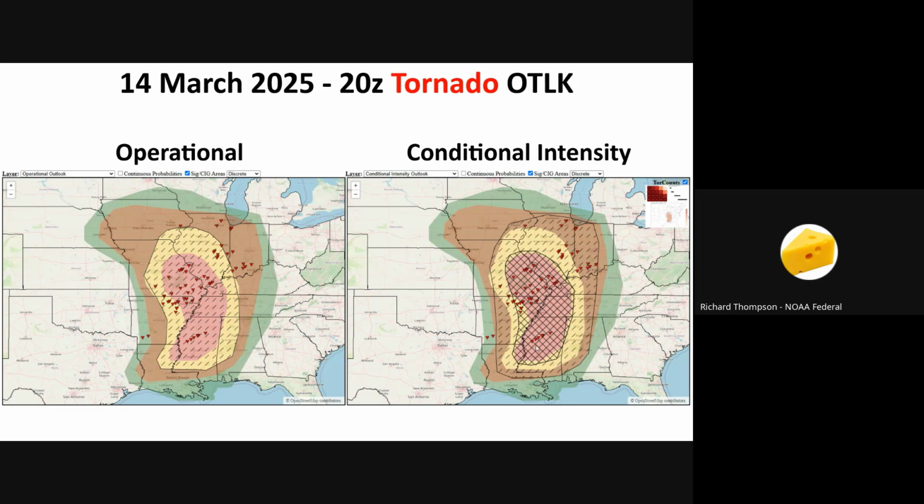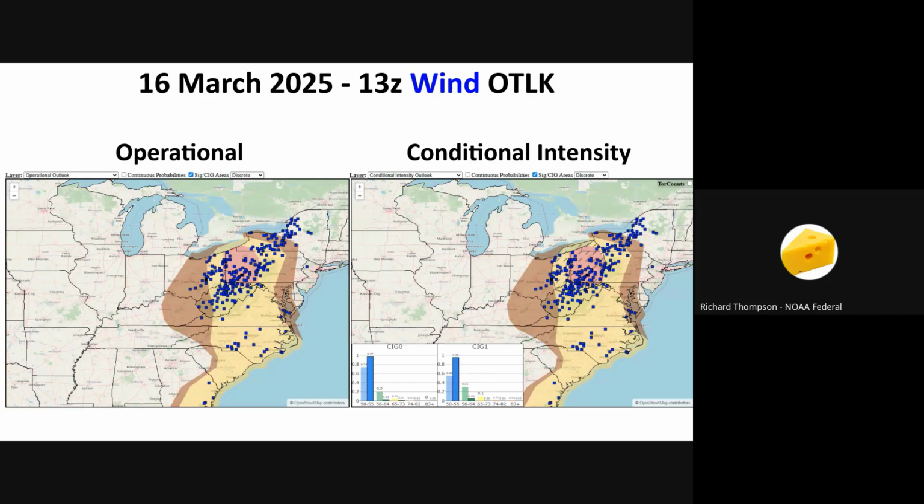And then we also have this broad area with a double hatching. One easy way to think of that is, the single hatch in this scheme is EF2 plus, the double hatch is EF3 plus, and the triple hatch is actually like violent tornado potential. So now, what does it look like with wind?